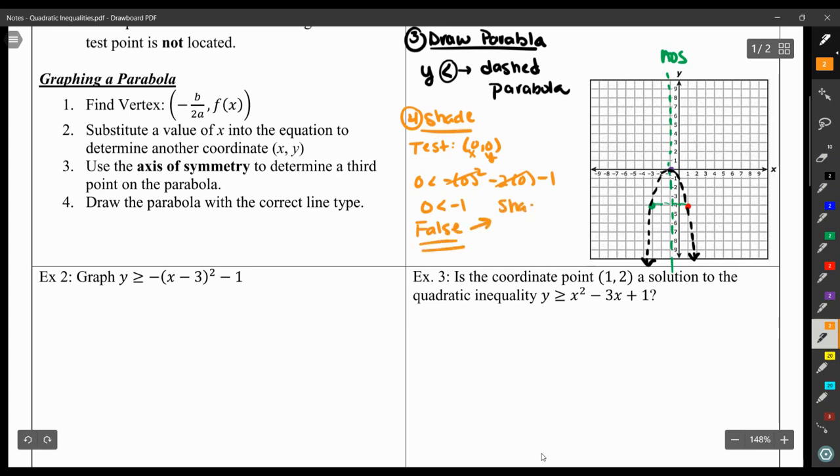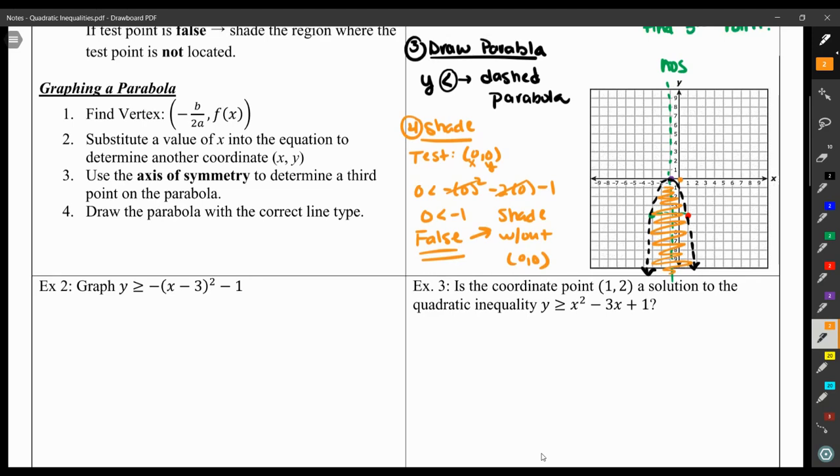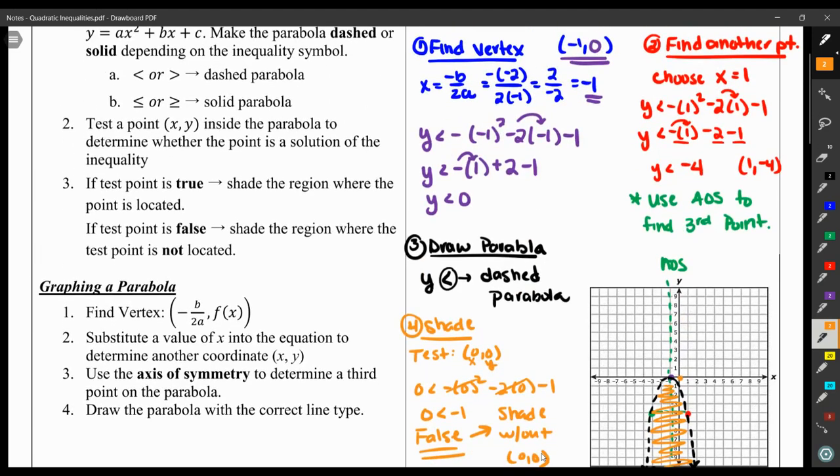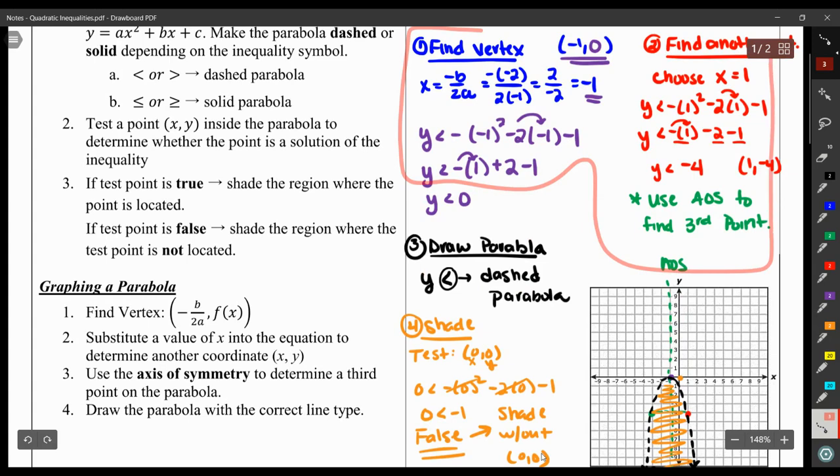So what that means is we want to shade without the coordinate point 0, 0. Since 0, 0 is here on the outside of my parabola, that means my solutions are actually inside because 0, 0 was a false statement. And here's the graph of number 1. So your basic steps are plot the parabola itself with step 1 and 2, decide what kind of parabola to draw, and then find your shaded area.